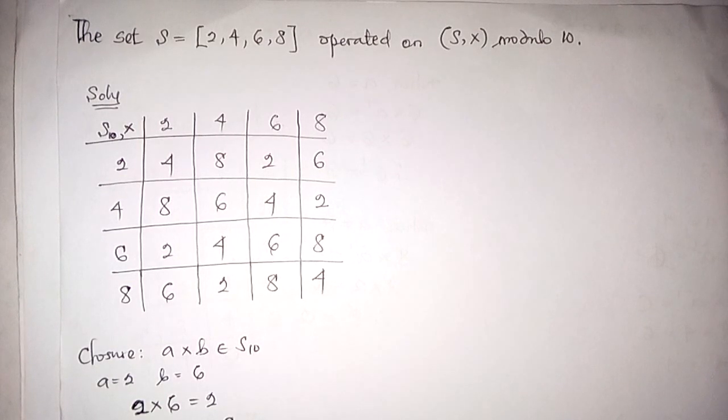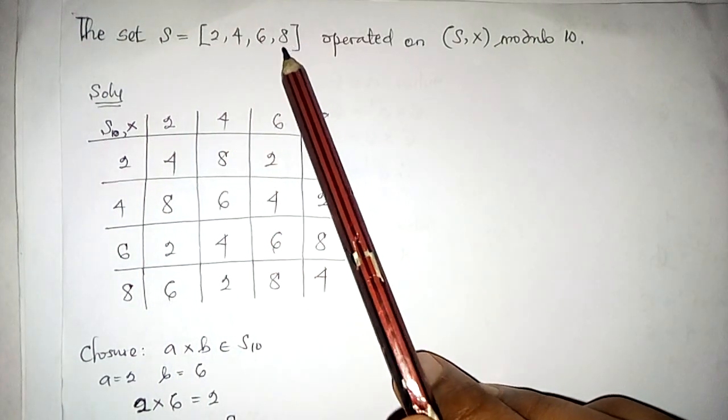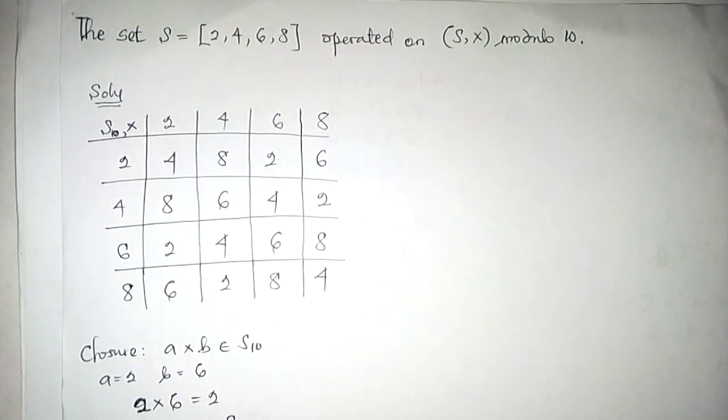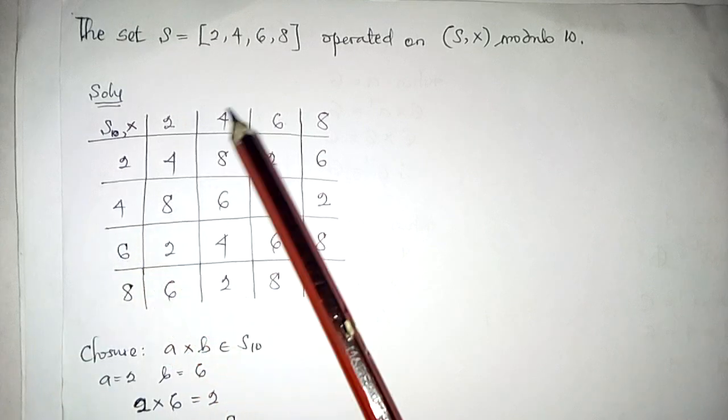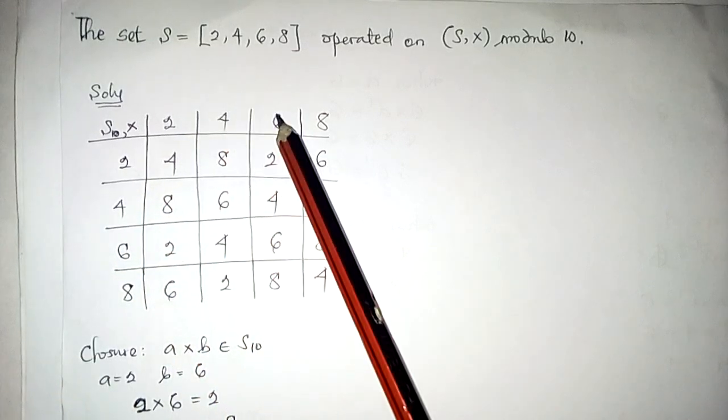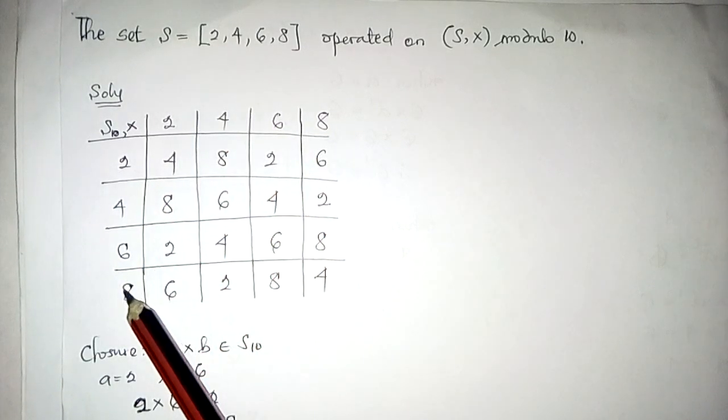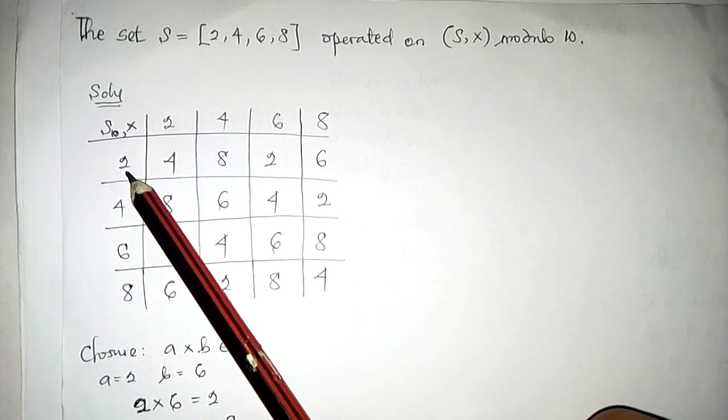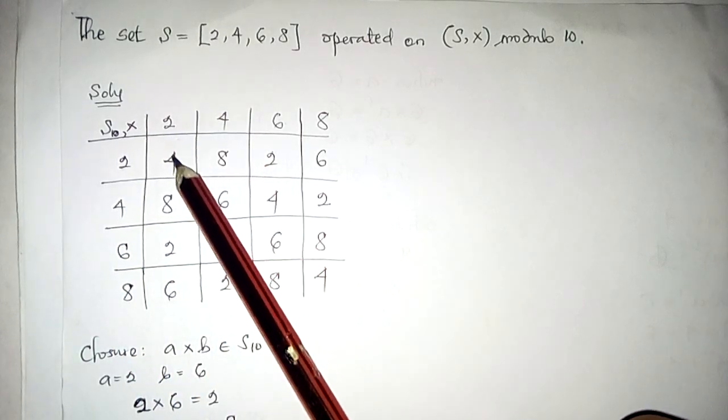Here we are going to be looking at a different set entirely, and this time performed on the operation times, that's the multiplicative operation, and on the modulo 10, it contains a set 2, 4, 6, 8. So the first thing we get to do is to draw a table, 2, 4, 6, 8, 2, 4, 6, 8. So here we have 2 by 2 gives us 4.